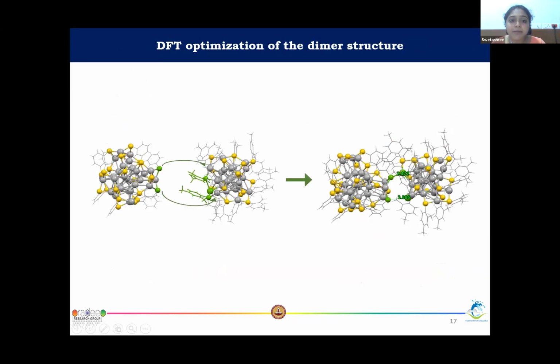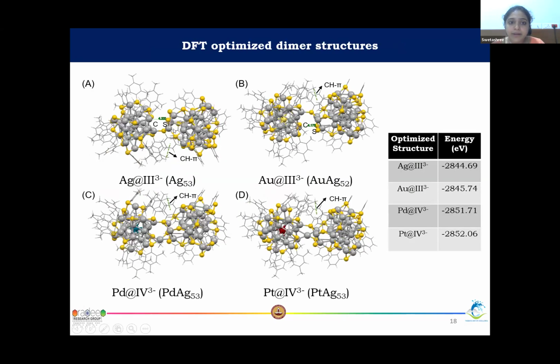So what we did, we removed the AgL2 unit in which the two sulfurs are near to each other, and we connected the surface sulfur atoms from the Ag29 nanocluster in this position, and we optimized the structure, and we got the dimer structure for all the dimeric species that we have observed. The stability also comes from the surface CH-pi interactions present between the benzene rings on the surface of the cluster.